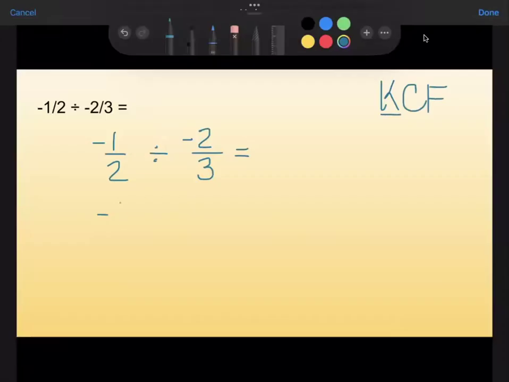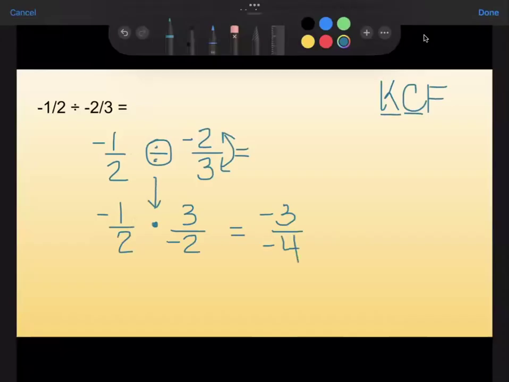So I'm going to keep negative 1/2 the same. C is for change. So I'm going to change from dividing to multiplication. And then flip is for the second fraction. I'm going to flip that around so that it is 3 over negative 2. Now I'm going to multiply my numerators. So negative 1 times 3 is negative 3. And 2 times negative 2 is negative 4.